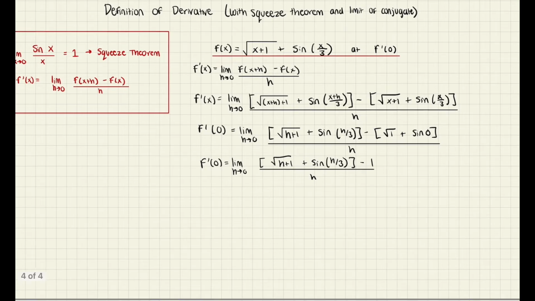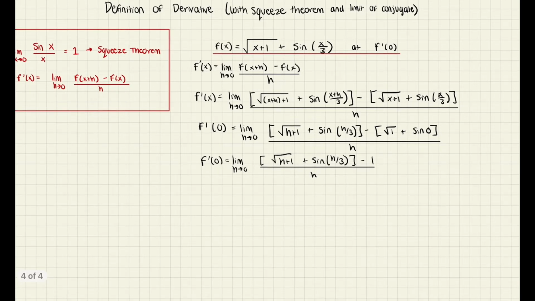So the first thing I want to note here is that we see this sine h over 3 term. And as soon as you start to see sine with a limit involved, you begin to try to get to this sine x over x special term. What that does is it really simplifies our limit, since we know that this special case of sine x over x is equal to 1. So that's what I'm going to focus on.